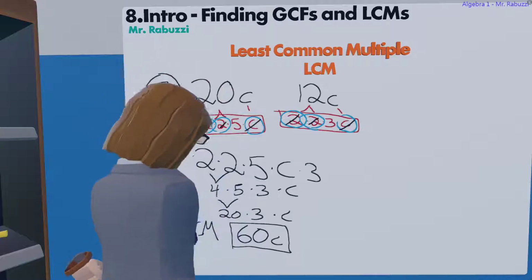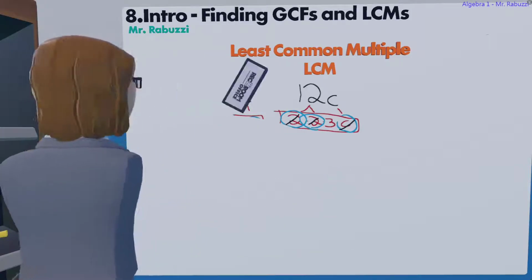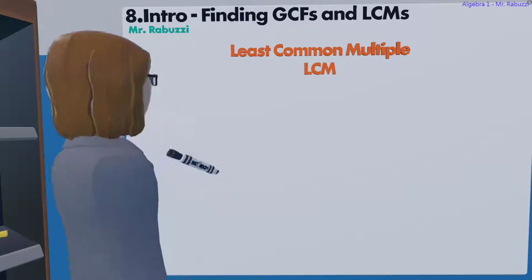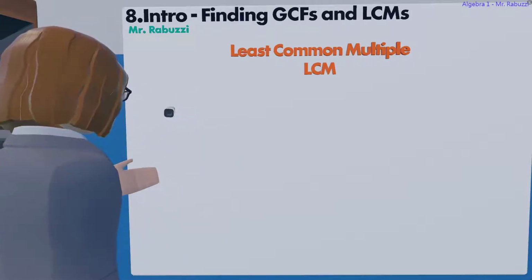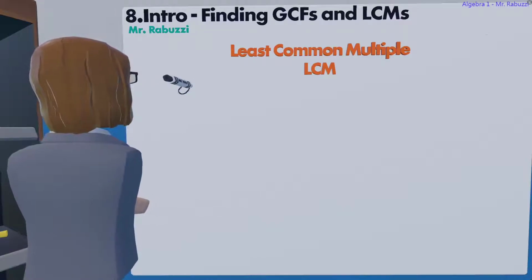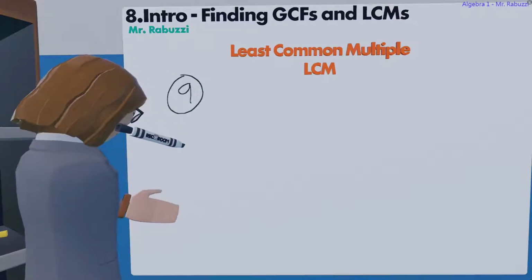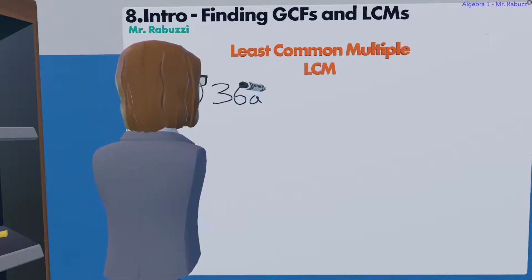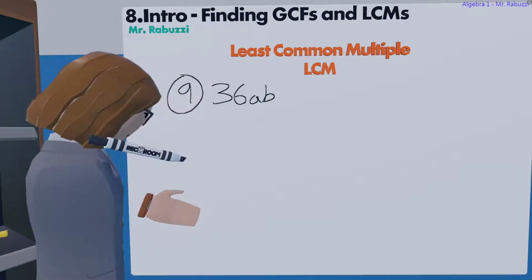All right, we're going to try another one. Giving you lots of examples this time, because it just takes some time to get used to working with these. All right, number 9 on the same page. We have 36AB, and we have 4B.